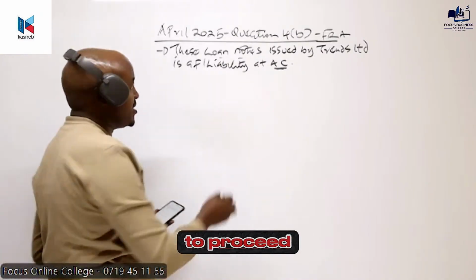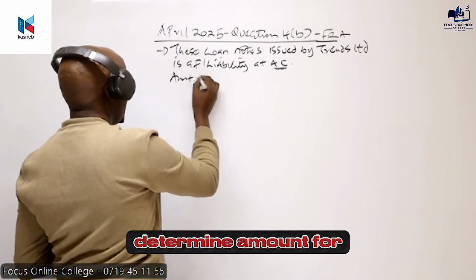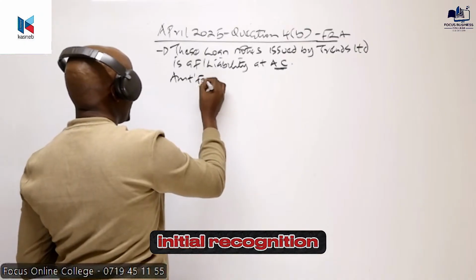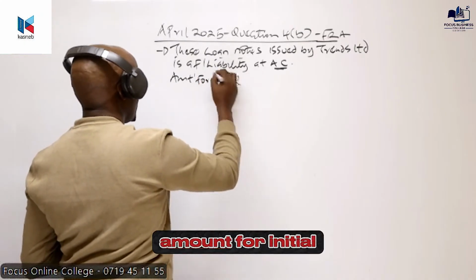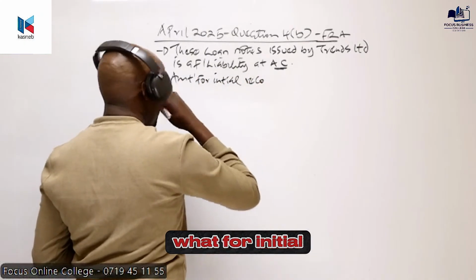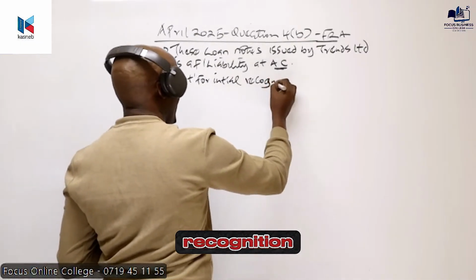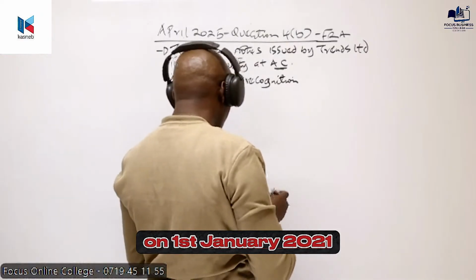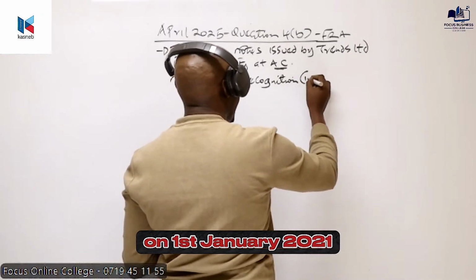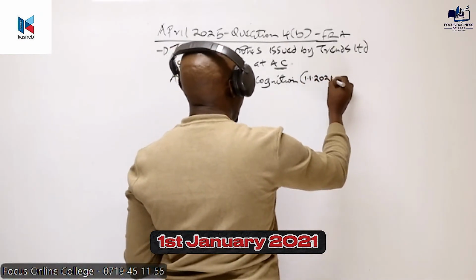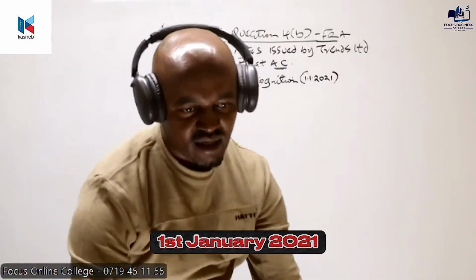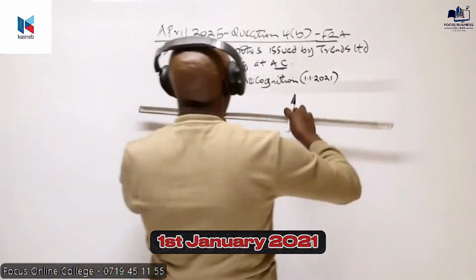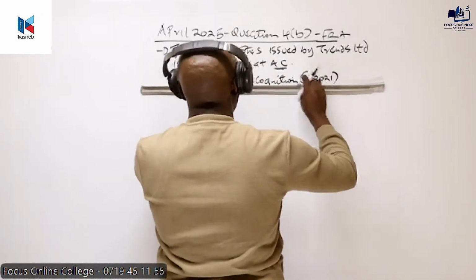Now, having known that, we need to proceed and basically determine the amount for initial recognition. Amount for initial recognition. Remember, in this case, they were issued on which date? They were issued on 1st January 2021.